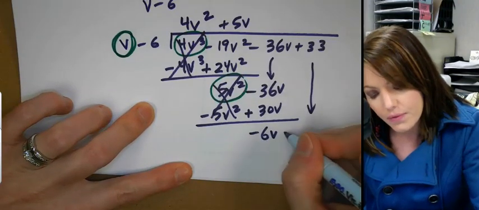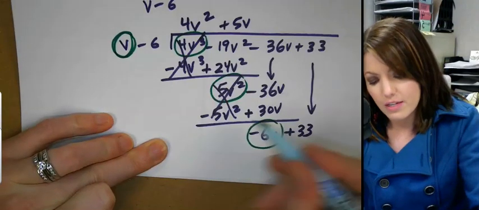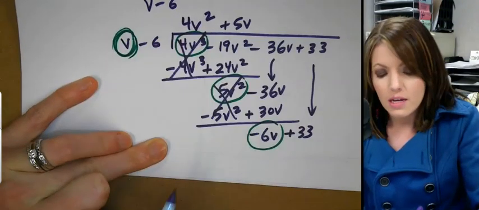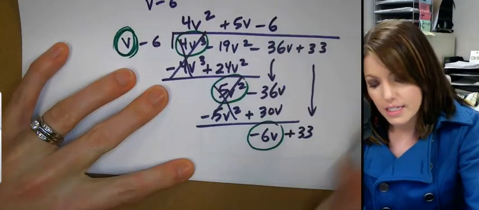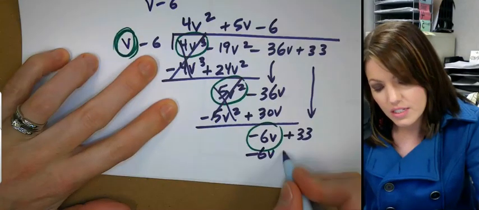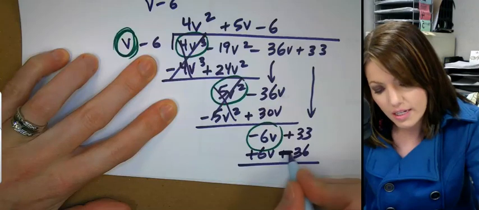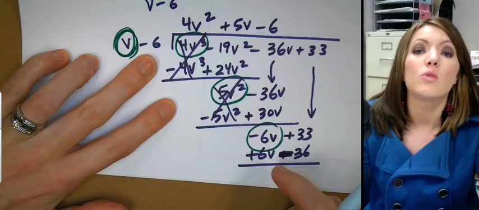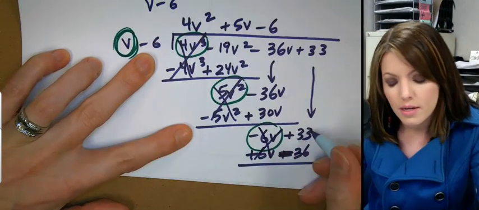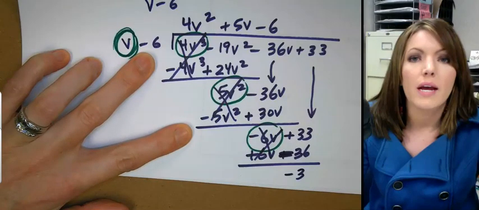Bring down the 33. And again, what do we have to multiply v by to get negative 6v? We have to multiply by negative 6. So v times negative 6 is negative 6v. Negative 6 times negative 6 is positive 36. Change the signs. Even though we're changing one to a plus, that does not mean we did anything wrong. And then 33 minus 36 is negative 3. Okay, and that is the end.